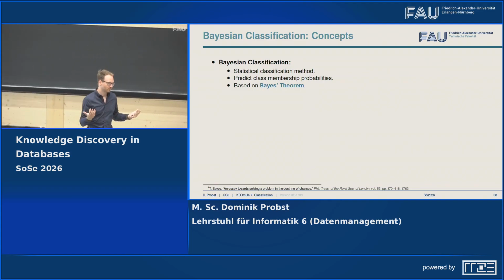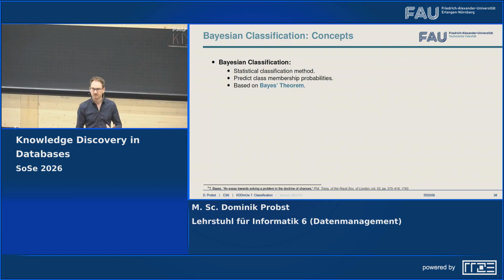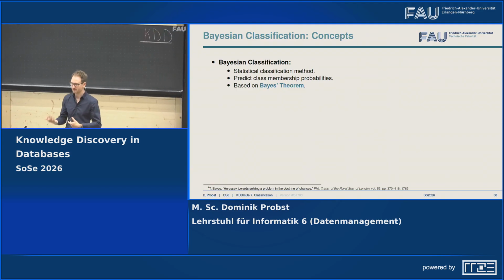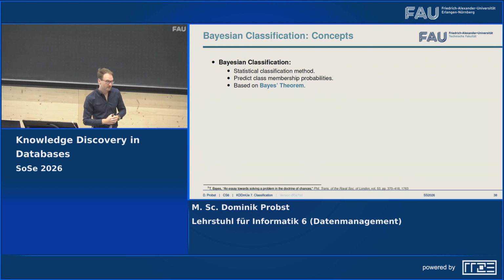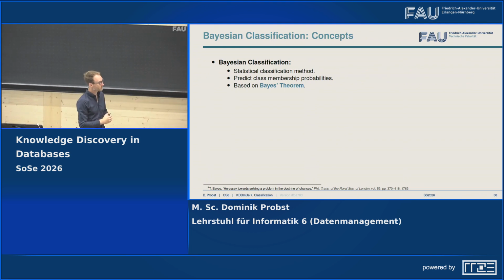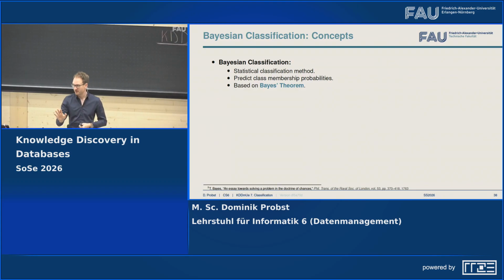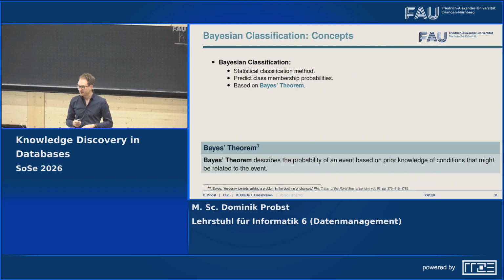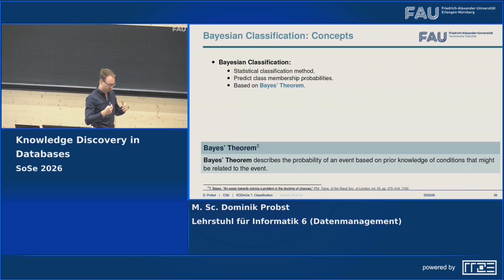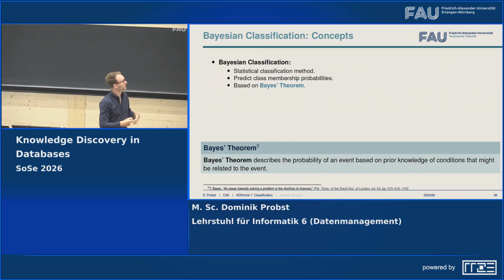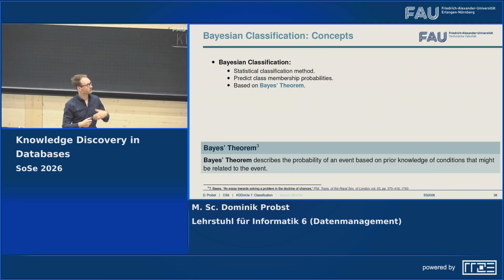Mainly we try to find probabilities for each class, and the class with the highest probability is the class we predict. The whole thing is based on Bayes' theorem. We will talk about that in a second. We will have a formula for that in a second, but it's talking about the probability of an event based on prior knowledge of conditions that might be related to the event.